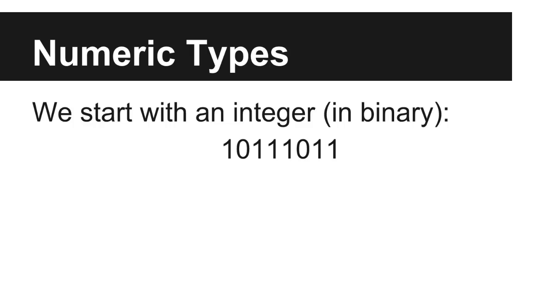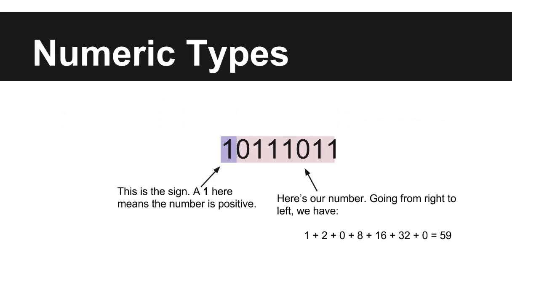So let's start with a really, really simple integer as represented in binary. When we break this down, the very first thing that we're going to talk about, that bit in purple, that's the sign. If there's a 1, it means the number is positive. If there's a 0, the number is negative. And these aren't things that you need to know for the exam, but it is useful to know at least some amount of how this works. And then everything after that is the number itself.